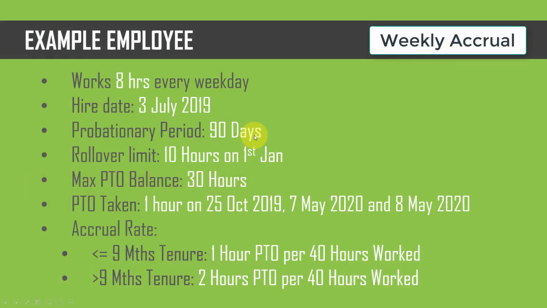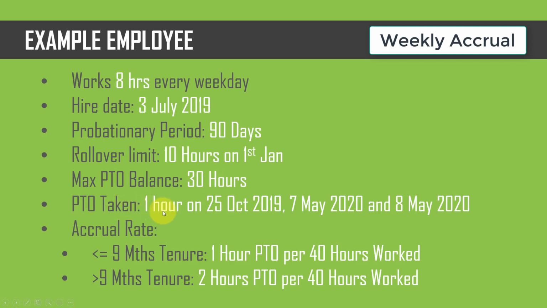So here is our example employee, and here are the details on the settings related to the PTO balance calculation. Let's say the employee works 8 hours every weekday, and the hire date is 3rd July 2019. There is a probationary period of 90 days. The rollover limit has been set as 10 hours. It applies to the calendar year. And the maximum PTO balance at any point cannot go beyond 30 hours.